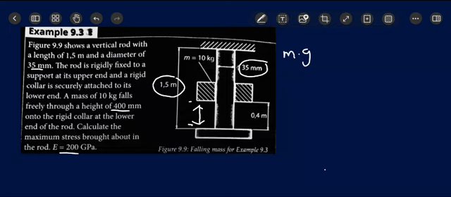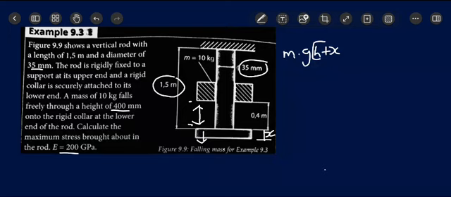Remember, as this falls down and hits the collar, there will be a further height that will take place, which we don't know. There will be a height that causes this to go further down. We can call it x. There will be a change in length, so the total drop will be h plus x, because this weight will cause the collar to go down by x.